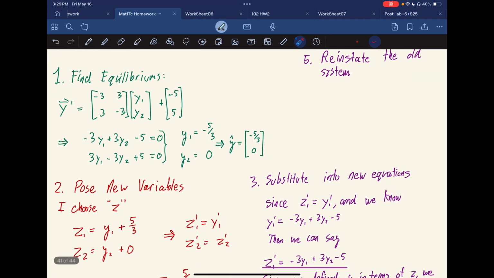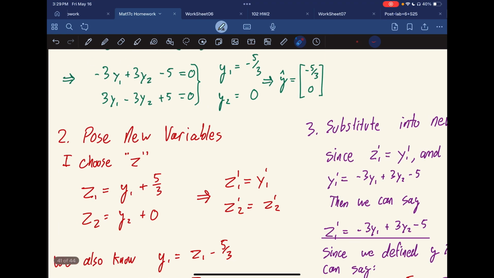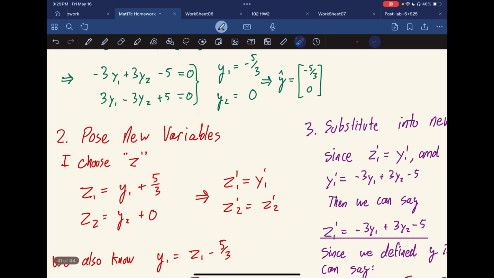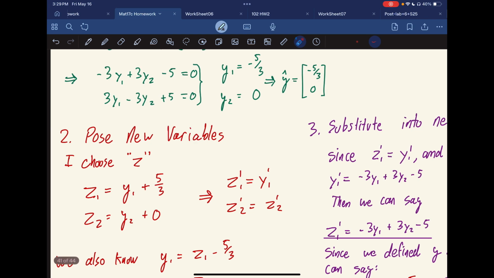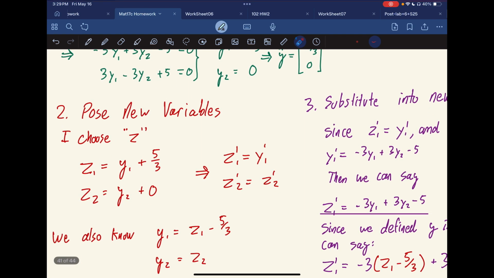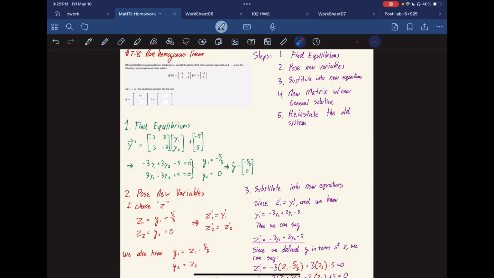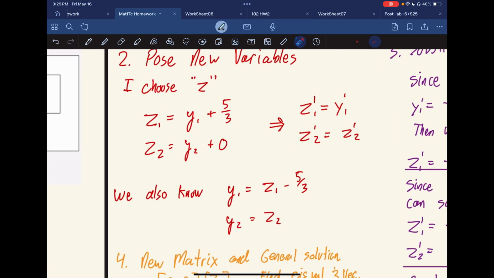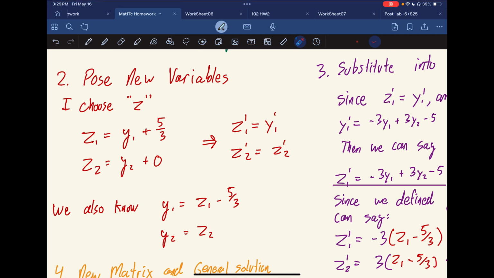Now that we have our equilibrium point, we can make up some new variables. This is where we say, let's pose some new variables. What can we do here? We can make our own system of equations such that we don't have this constant anymore. And we can use that with properties of the derivative. So I chose z. I choose my new variable to be z.